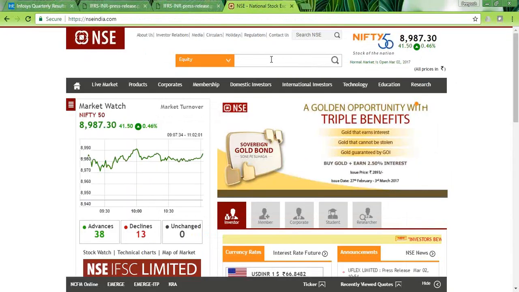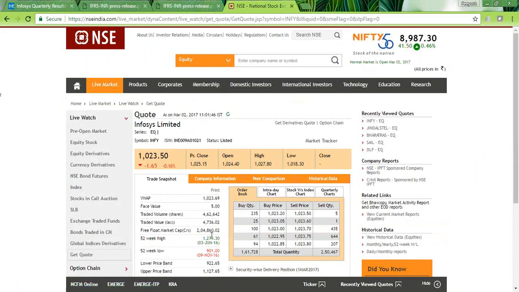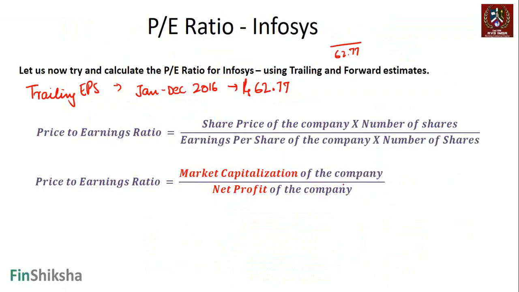To find the market price of Infosys, we go to the website of NSE and we get 1023 as the number. So I can just replace 1023 as the number here. 1023 divided by 62.77 is what is going to give me the trailing PE ratio. So I can write this down here. We'll do the calculations in a bit. Trailing price to earnings is 1023 divided by 62.77, and that number would give us the PE ratio of the company.